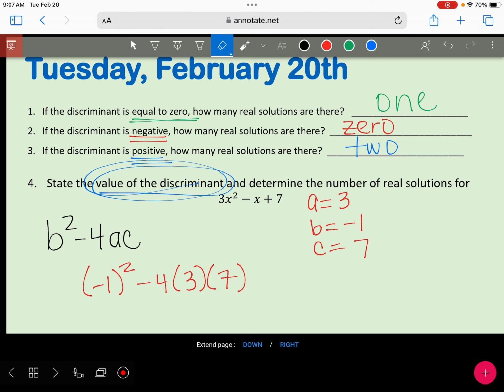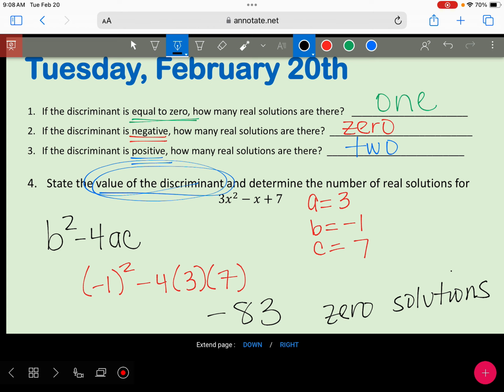So negative 83. Because it's negative, though, what does that tell me about the discriminant? I mean, what does that tell me about how many solutions I have? There are 0 solutions. That doesn't mean your solution is 0. That means that this parabola, this graph, will not cross the x-axis.